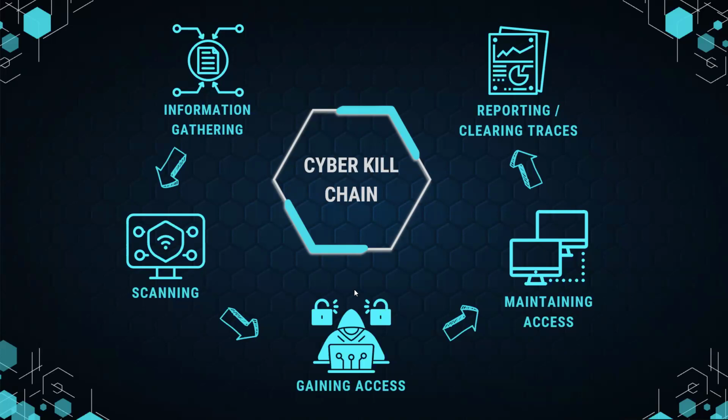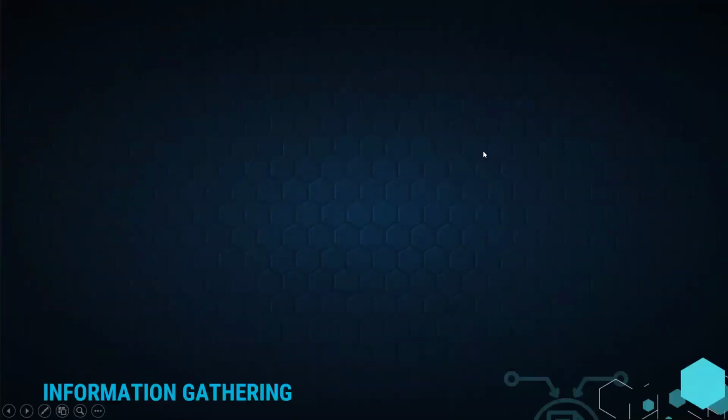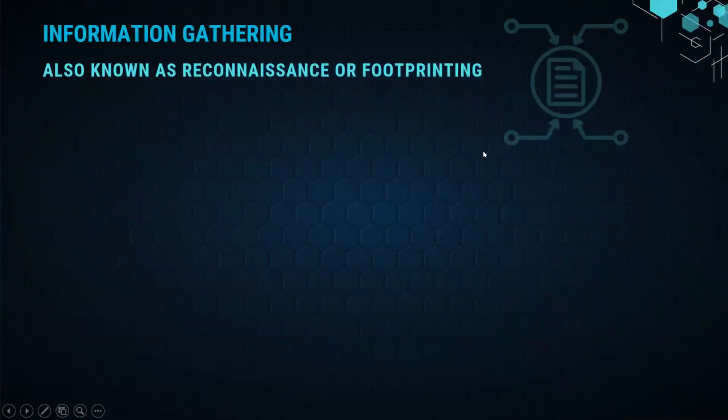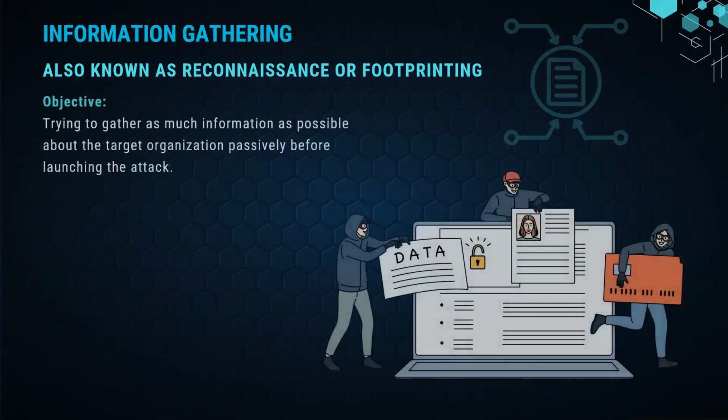Right. Perfect. Moving on. So let's talk a bit more in depth on these 5 tasks. Firstly, when you talk about information gathering, this is also commonly known as reconnaissance or footprinting. The main objective of this step is to gather as much information or data as possible about your target organization.